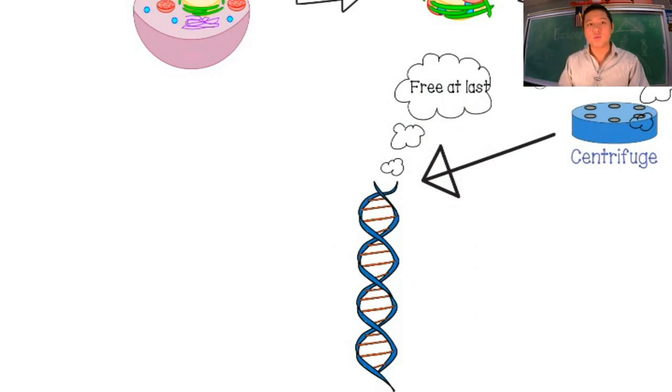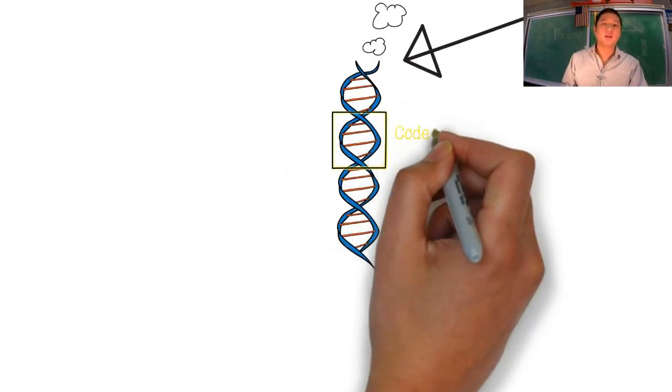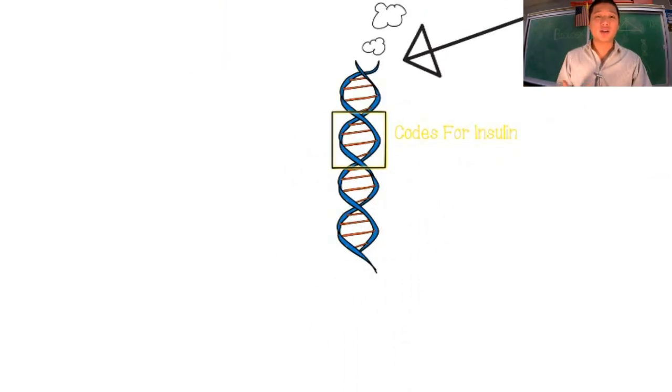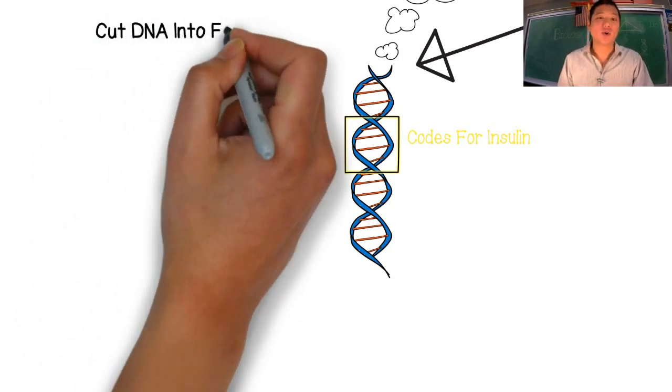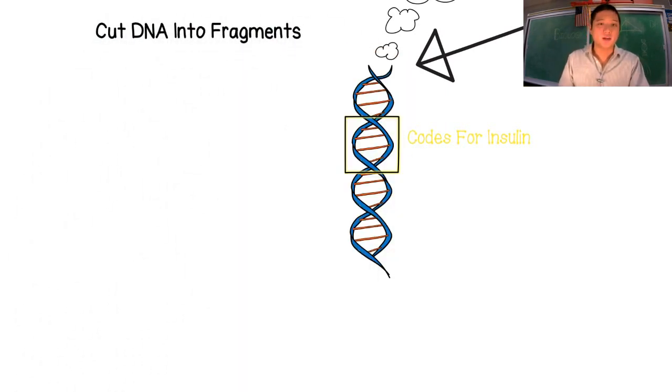Now, this DNA, we only want a specific section of the DNA. So let's say we are looking for the section of DNA that codes for the production of insulin. Okay, so if we know where that section is and we know how long it is, then what we can do is we need to cut it out. And the way we do that is we use these things called restriction enzymes.